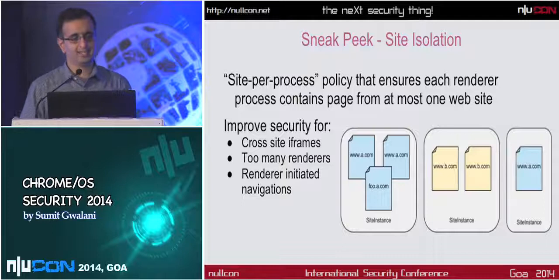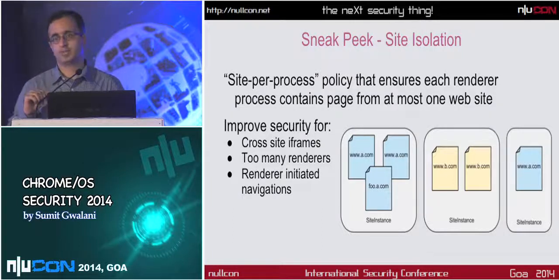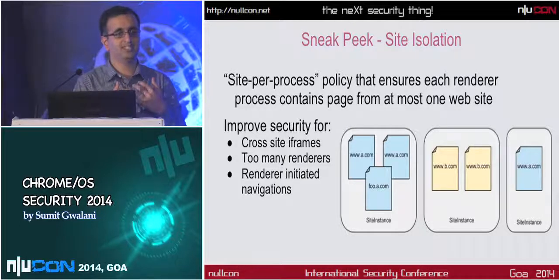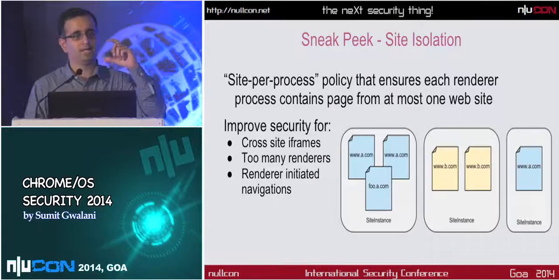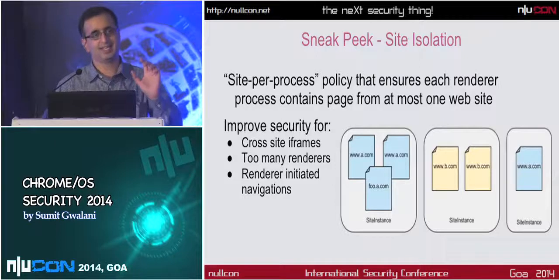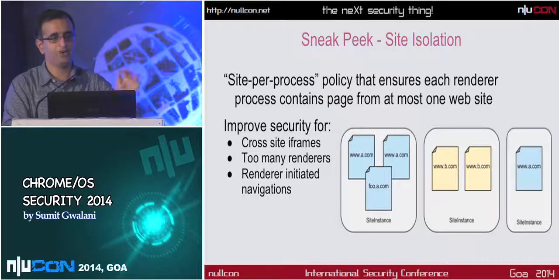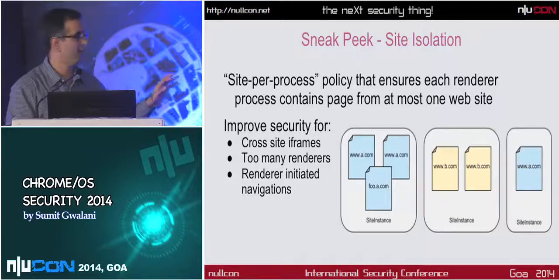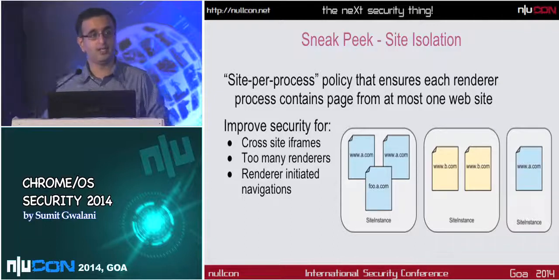We came up with a site-per-process policy that ensures each renderer process contains pages from at most one website. Now, we have to make some assumptions because a lot of the web works by doing postMessages between subdomains. So we try to define the minimum unit, which we call the site instance, that needs to be in its own sandbox. Our point is that anything of the same main domain, so subdomains like www or foo.a.com, will be in the same site instance, but anything related to B or so on will be another one.